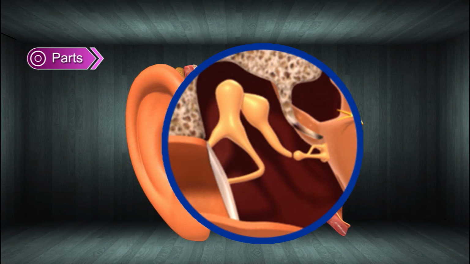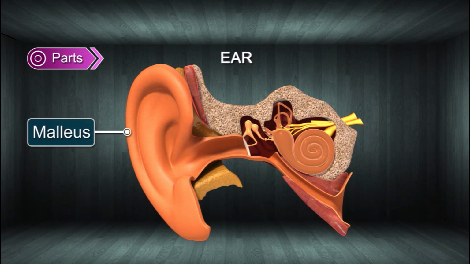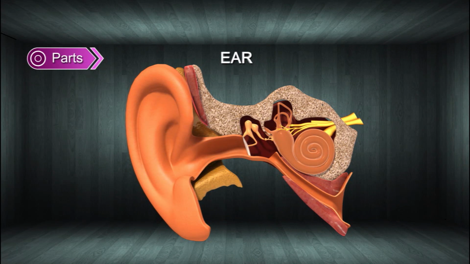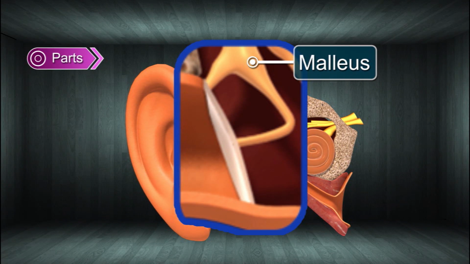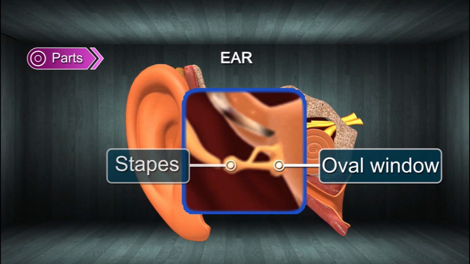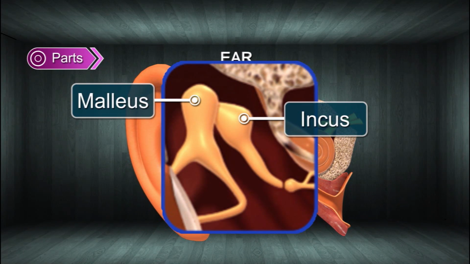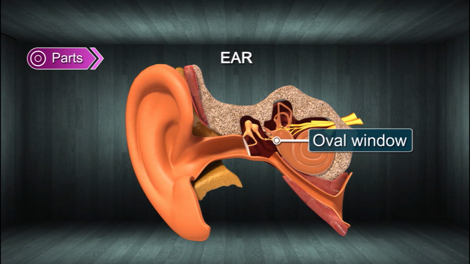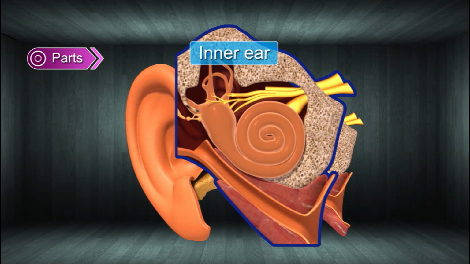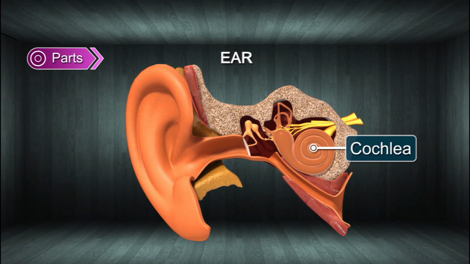It includes 3 bones, namely malleus, incus, and stapes. Of these, malleus is attached to the tympanic membrane, stapes is attached to the membranous oval window, and incus joins malleus and stapes. An oval window is a connective tissue located at the end of middle ear and the beginning of inner ear. The inner ear is also called labyrinth. It includes cochlea and vestibule.